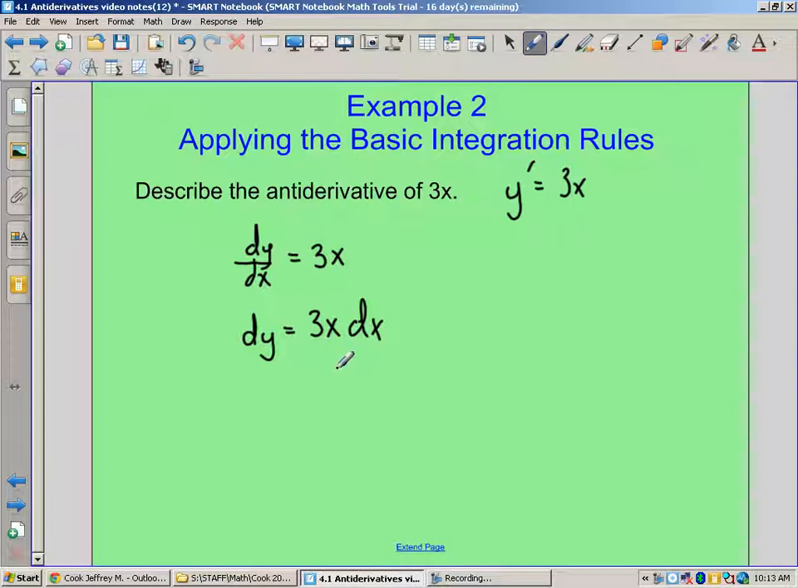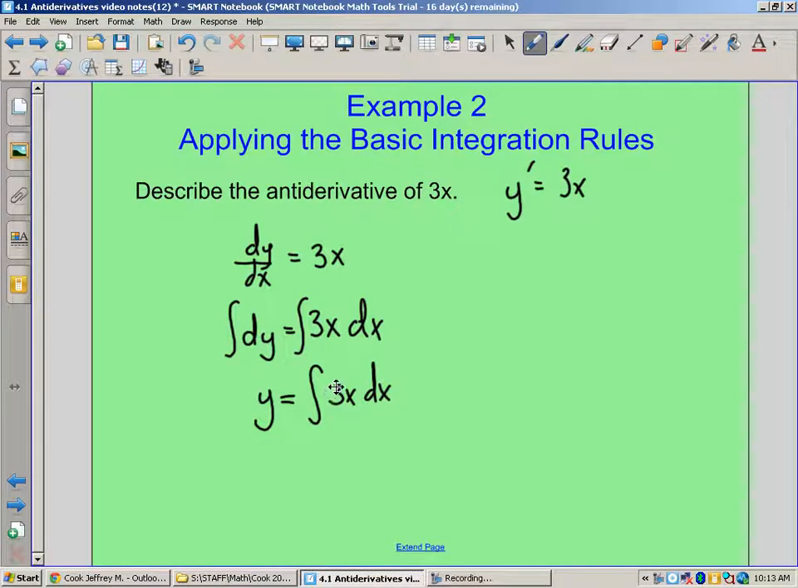And so then we're going to use our indefinite integral sign, which looks like a little s, and we'll talk more about what that means in a little bit. And when I do the antiderivative of dy, that gives me y. And then over here we're going to write the antiderivative of 3x dx. And so this is going to be the more formal way we're going to see it.